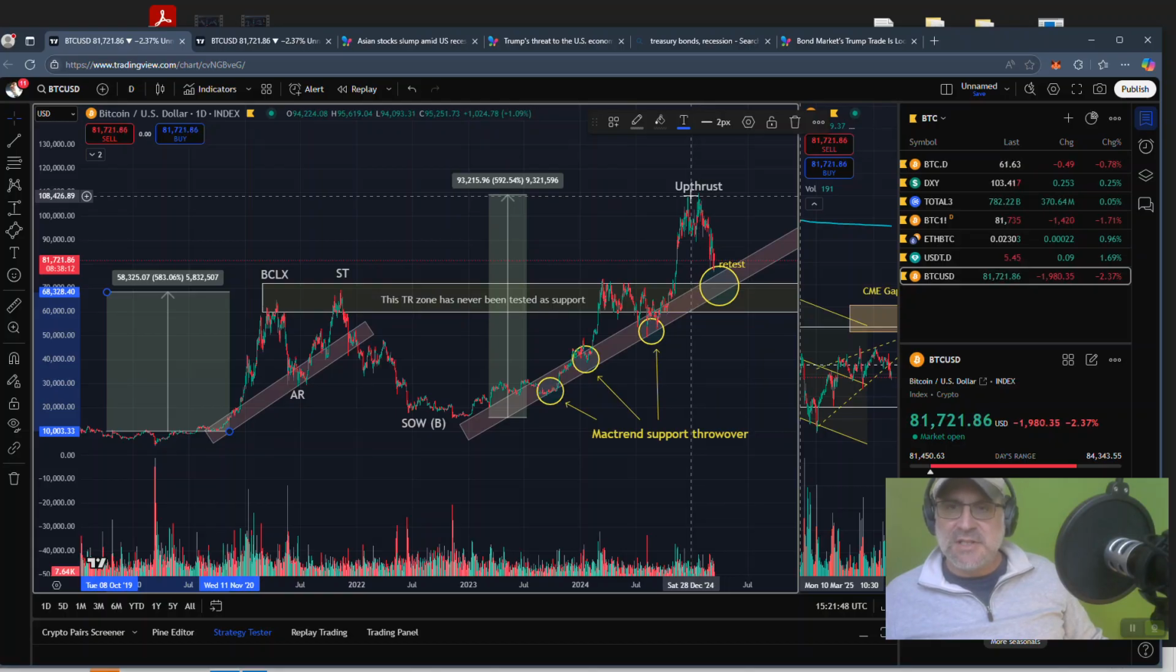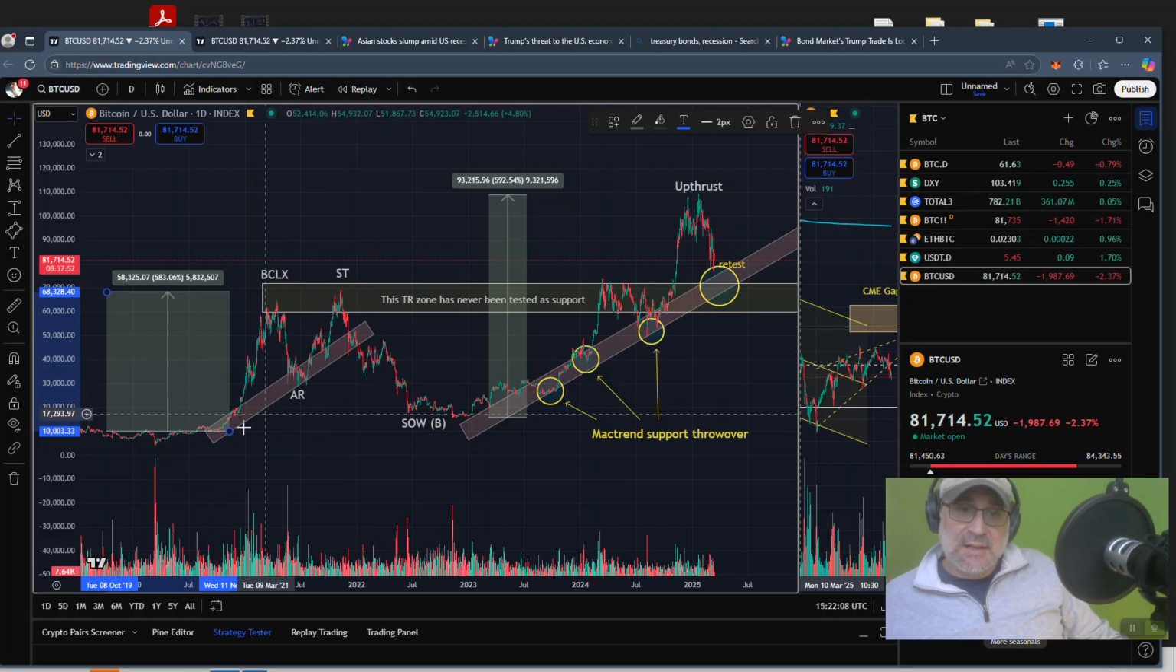Now this upthrust is this last top that we had this year, or was it last year? I guess when we topped out at 109 grand, and then we came back down. And then you see the automatic rally, and from the bottom of this where the markup began back in October of 20, this flat line here, I was able to draw a macro trend support going through these lows.